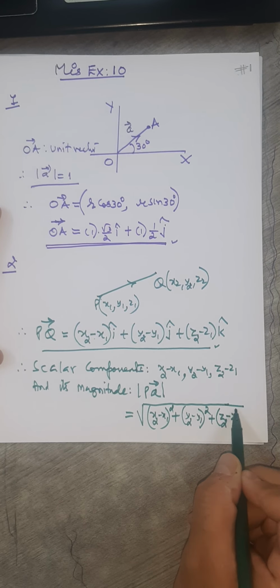Vector OB. So vector OB is minus 5 by 2 i cap plus 3 root 3 by 2 j cap. That's the required displacement vector. Fine. Now, what about the next question? Question number 4, the fourth question.